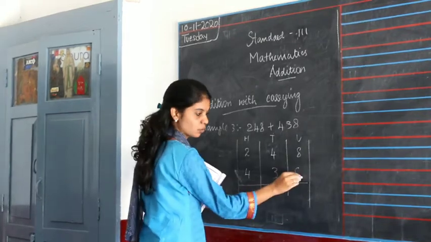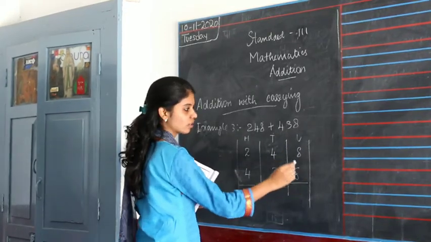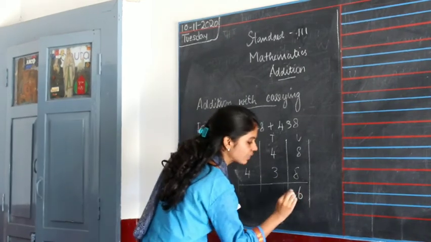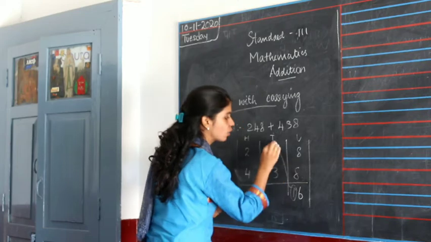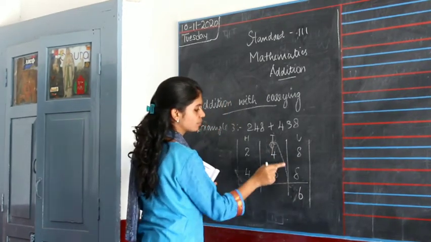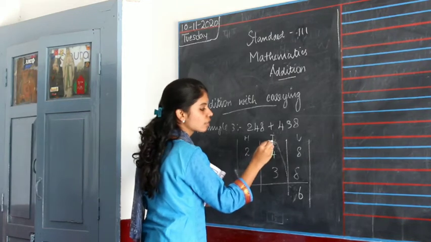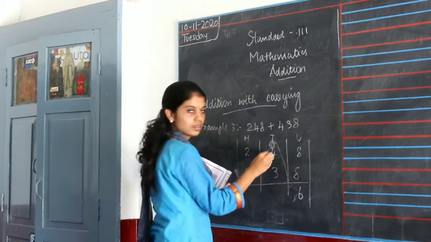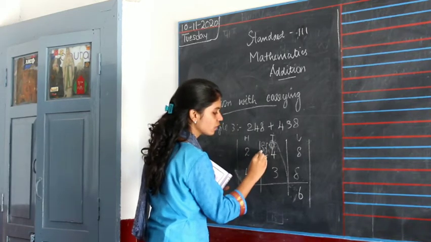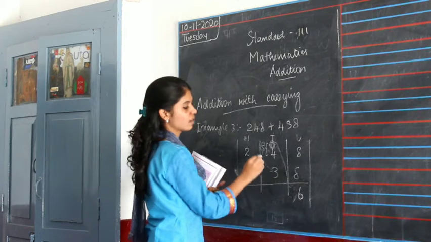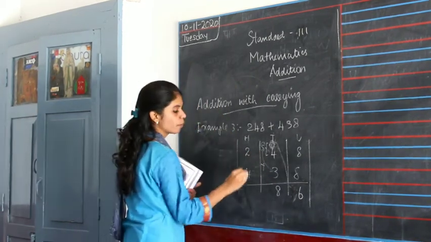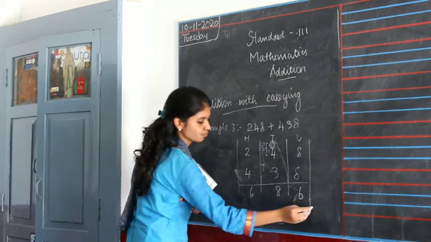We have to add from the unit, right? So we are adding it from the unit. 8 plus 8 will be 16. So 6 and then the tens remaining here will go on the top. Now we are adding the number on the top and the 4. 4 plus 1 will be 5. Now we are adding 5 and 3. 5 plus 3 will be 8. 2 plus 4 will be 6.